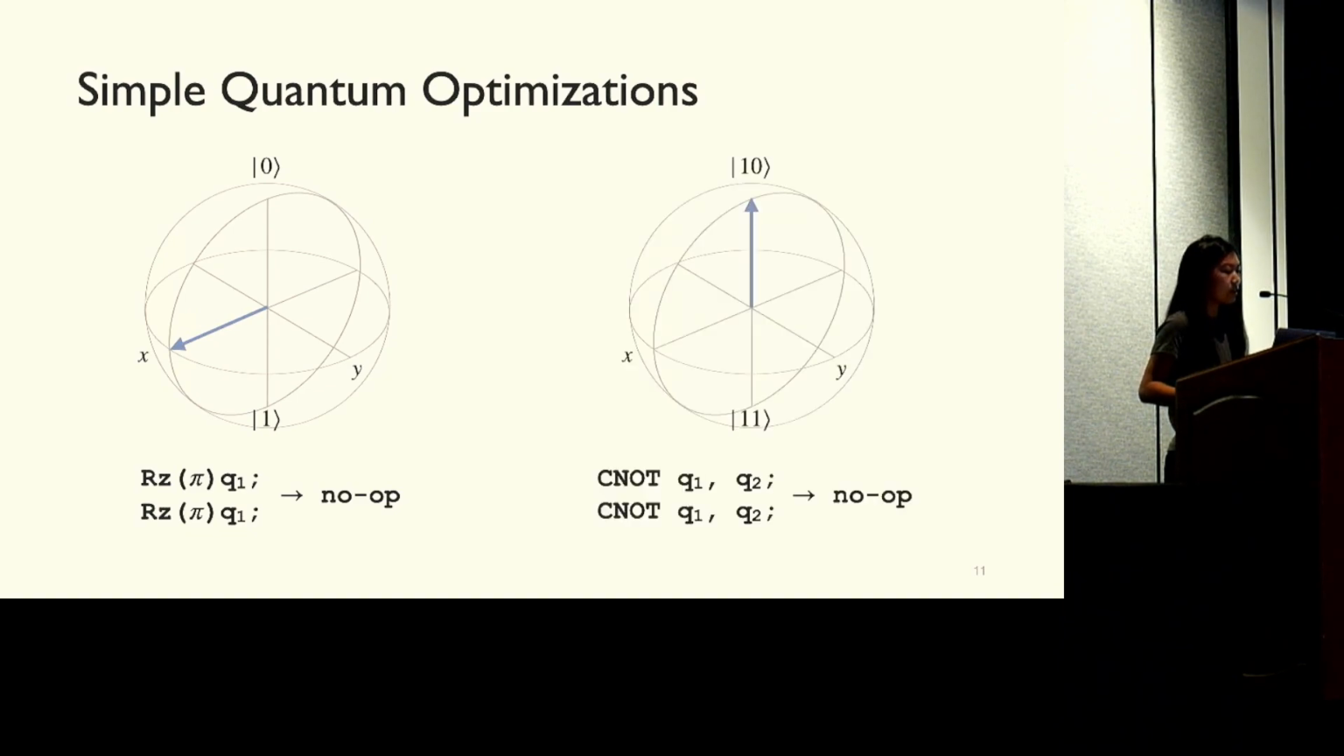And then another example of a simple rewrite rule, but with some multi-qubit gates here, is that two adjacent CNOTs operating on the same qubits also cancel. Just an example is that here it flips it, and then if I apply the next CNOT, it flips it back to where we started.